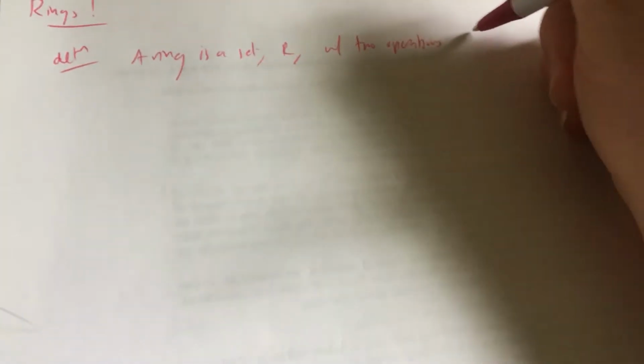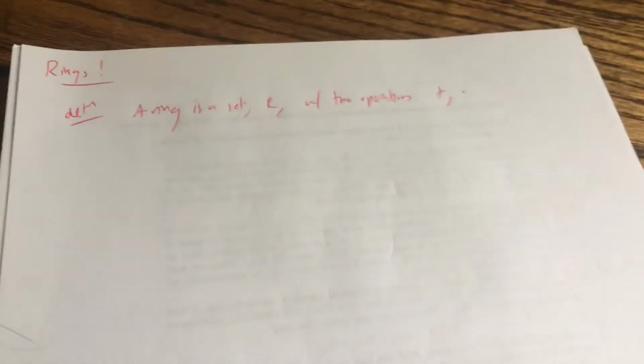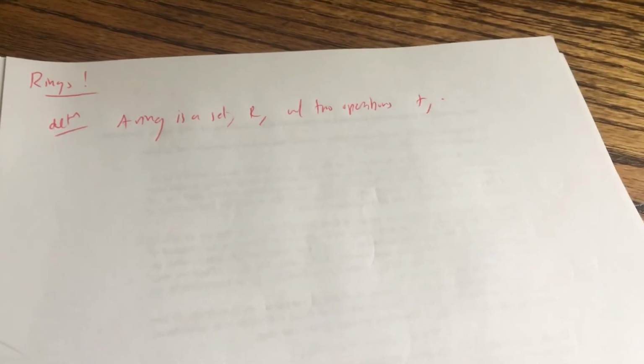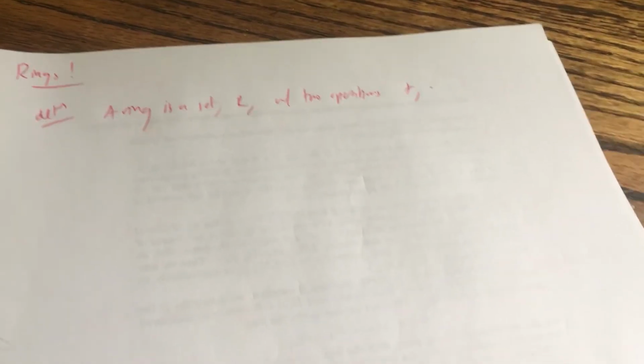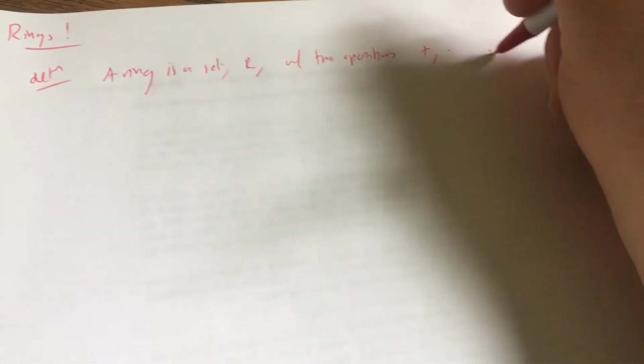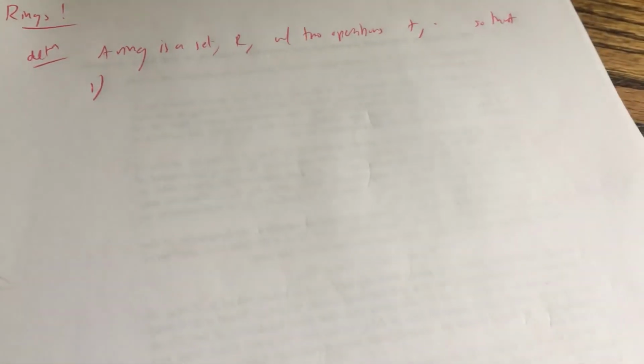A ring is a set R with two operations, plus and times, right? So a group has one operation. Now we have two. And satisfying one: R along with plus is an abelian group.